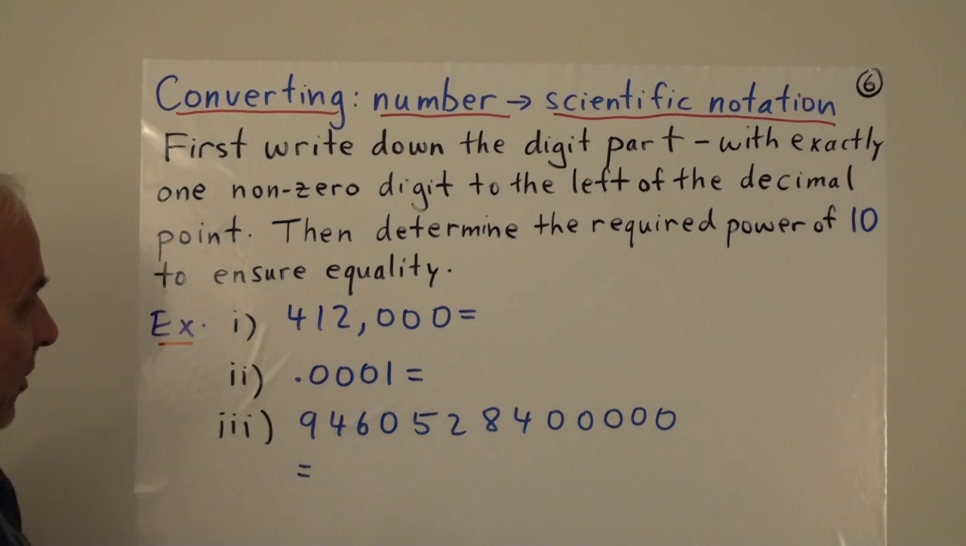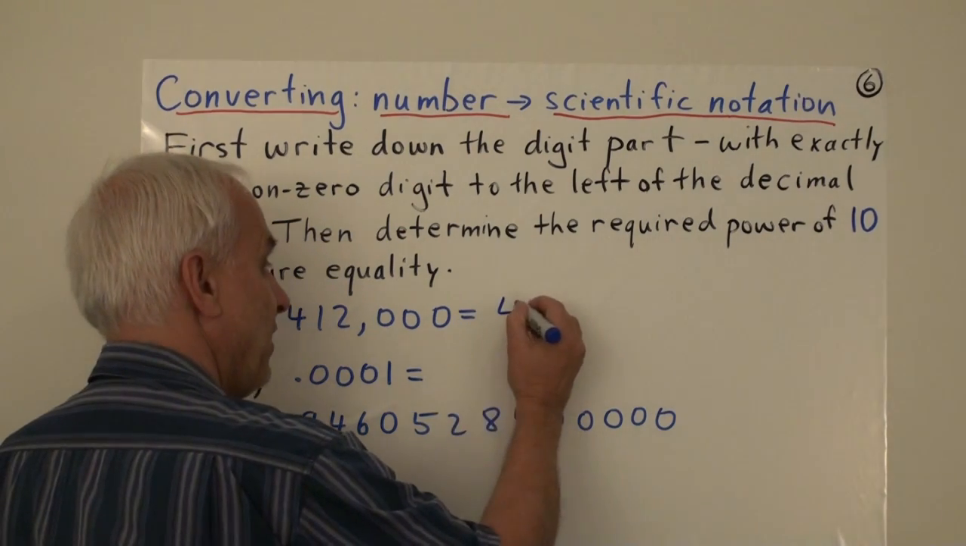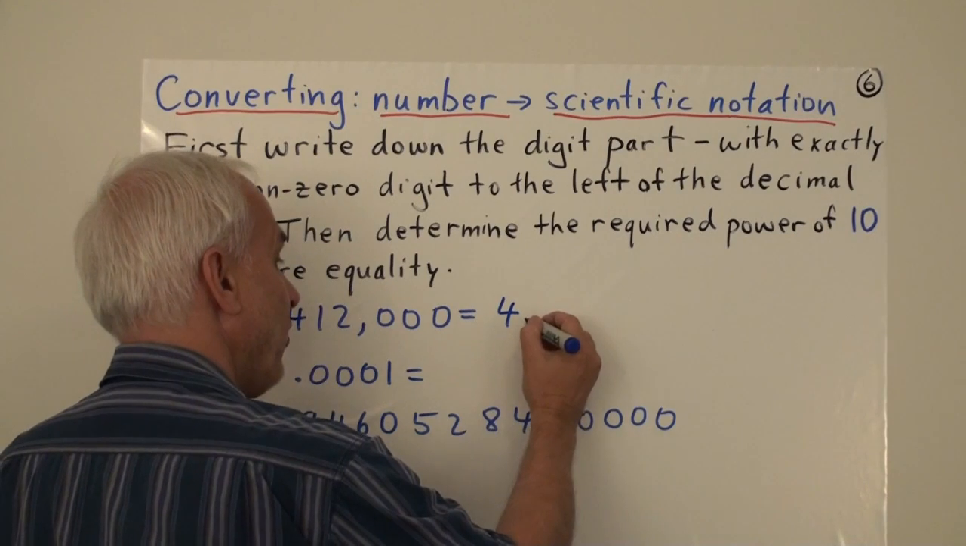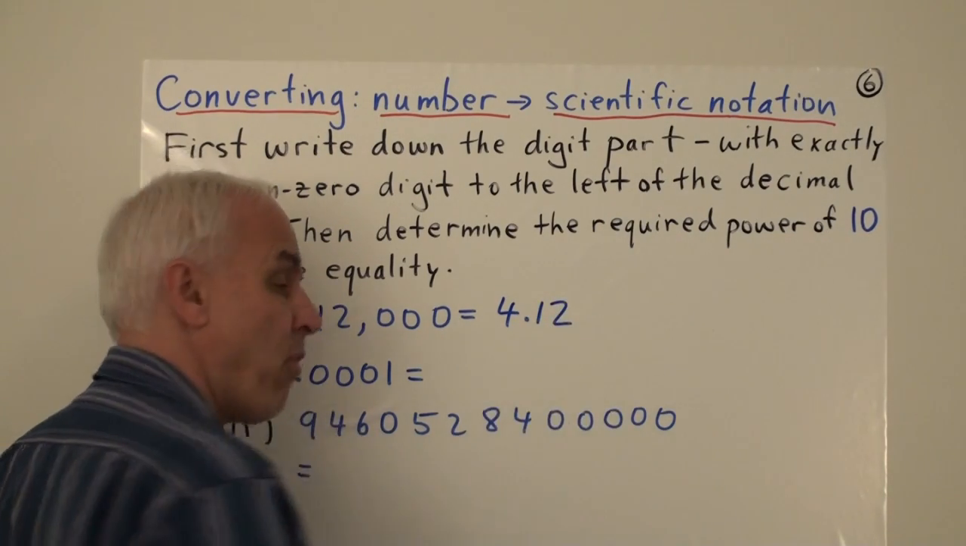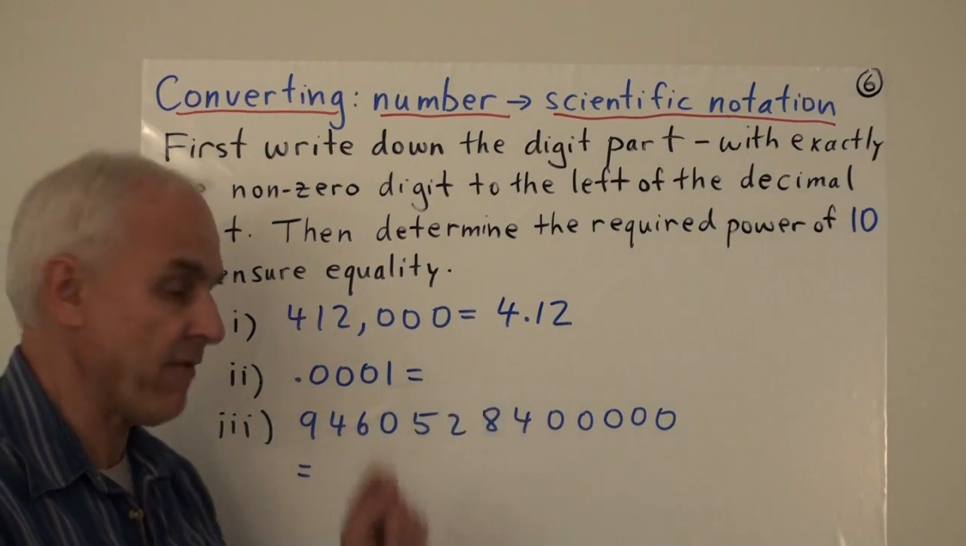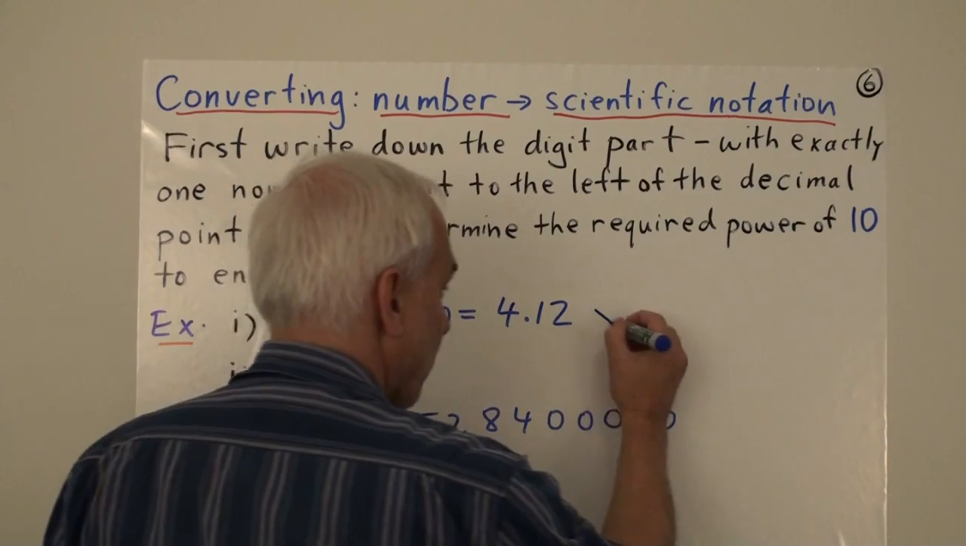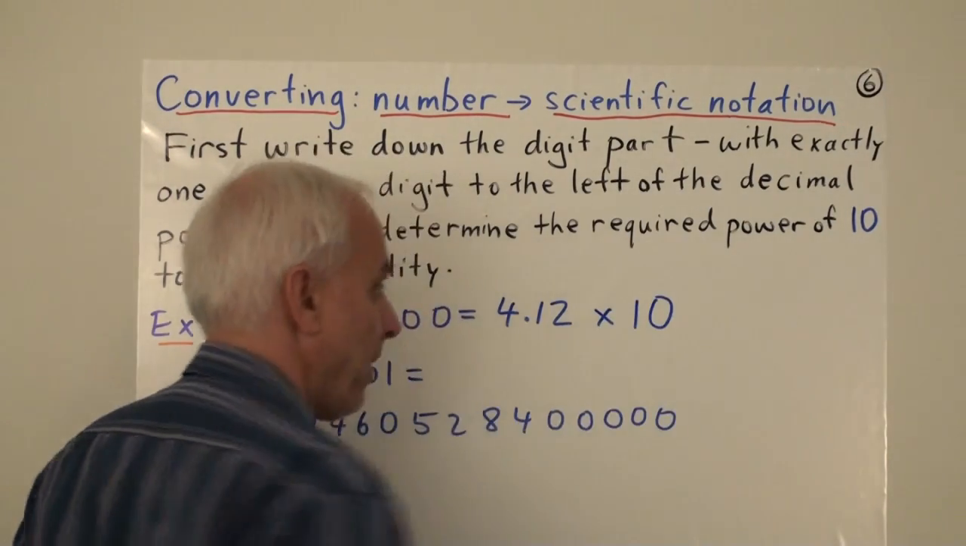Let me illustrate it here with 412,000. To write that in scientific notation, I would take the decimal part, 412, and I would write it as 4.12. It has to be in that form because we have to have exactly 1 digit to the left of the decimal. And then I have to multiply this by some power of 10.